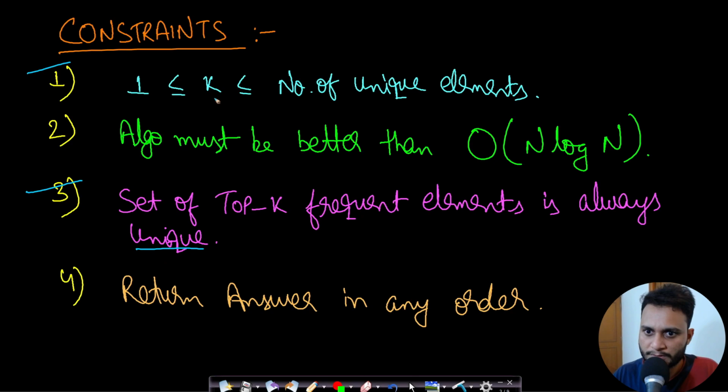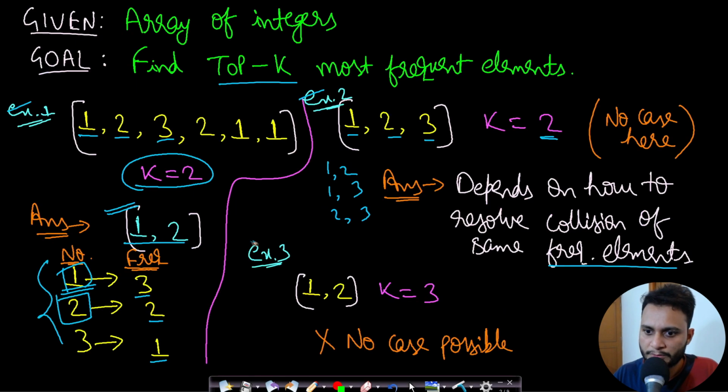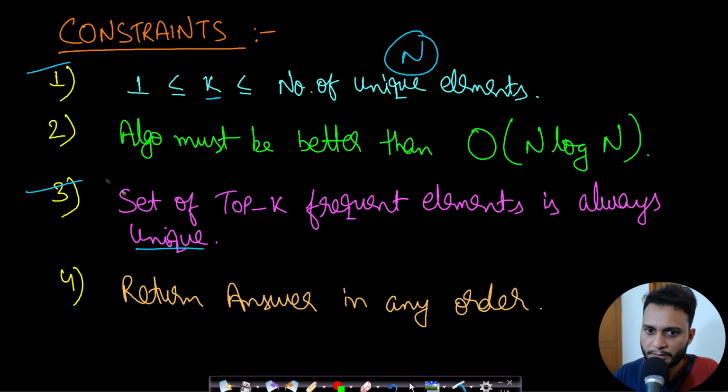The first point was that k will always be less than or equal to the number of unique elements, where the number of unique elements is n. If you look at example number 3, you have just 2 elements, that is n equals 2, but the k value is 3. But the constraint mentions that k will always be less than or equal to n, so this case will never arise. The third point I have already explained. The second one says that we need an algorithm better than n log n, and we need to return the answer in any order. So order is not important in this case.